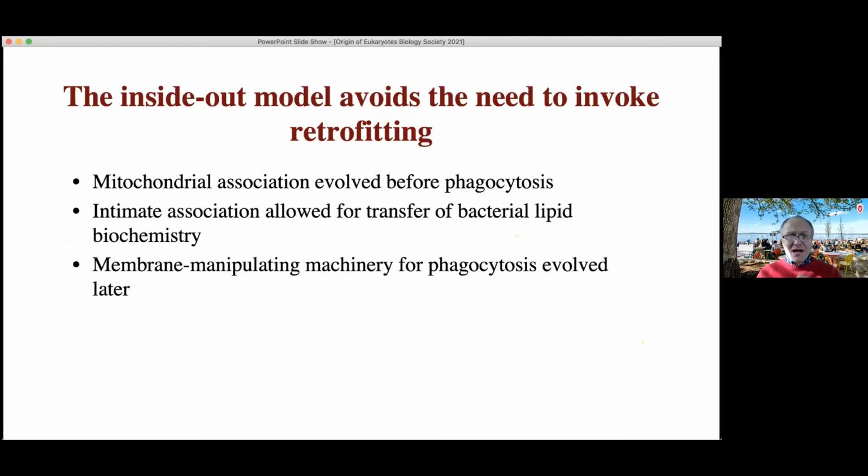And so I think that this order of events is much more plausible than the outside-in version, which requires that you first learn how to move membranes around, and then you have to learn it again when the membranes change. There's also reasons to think that the actual physical chemistry of archaeal lipids is not as conducive to being able to do things like phagocytosis as the phospholipid membranes of bacteria.